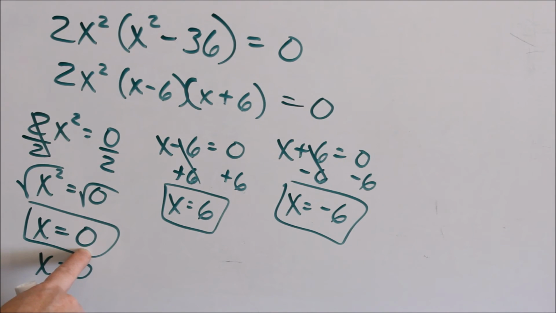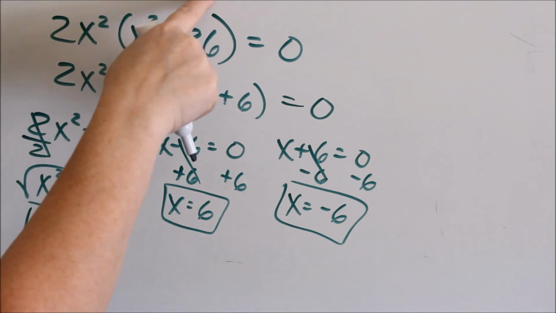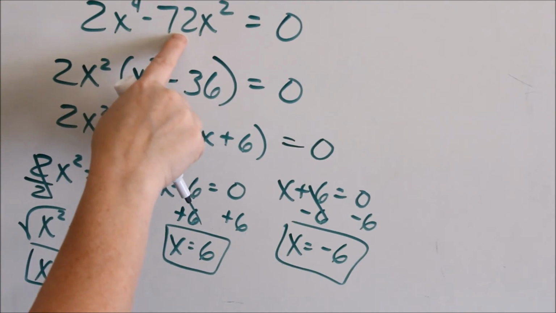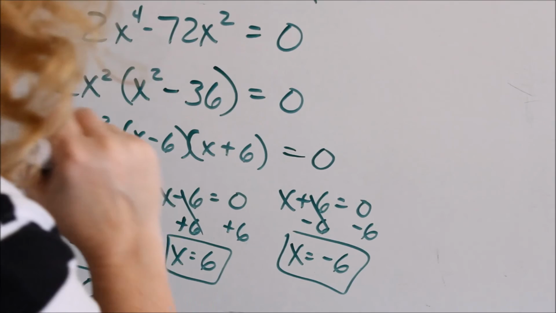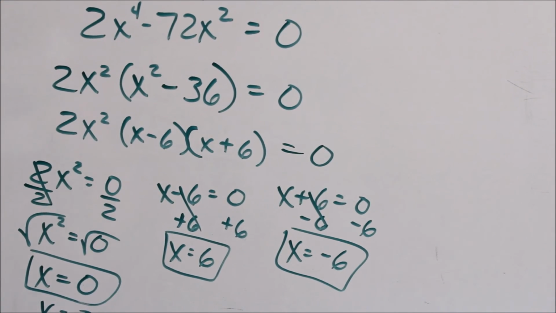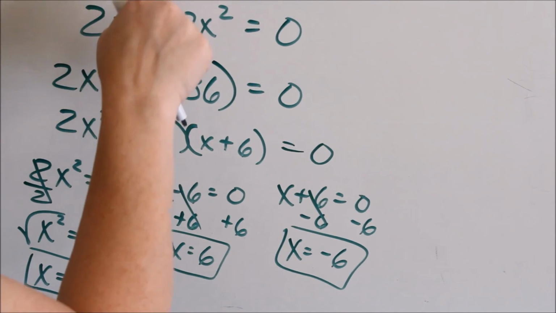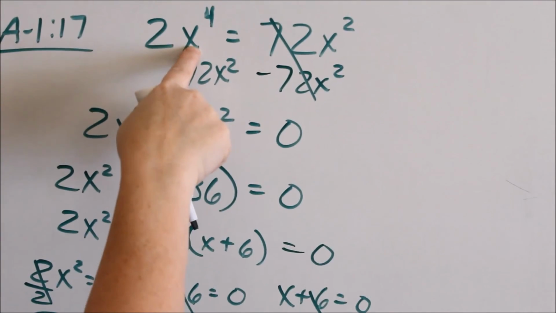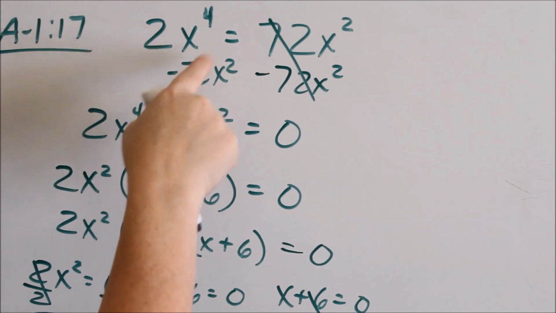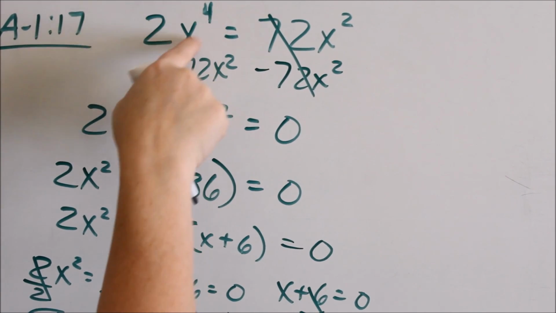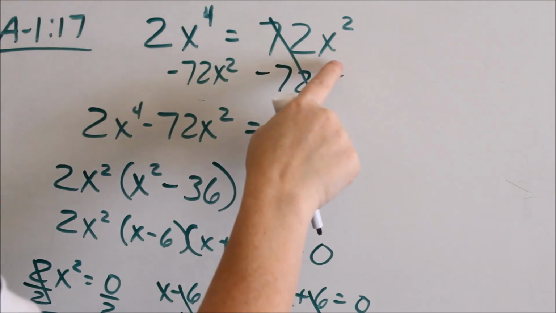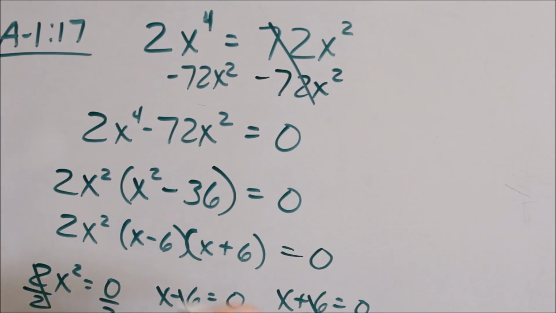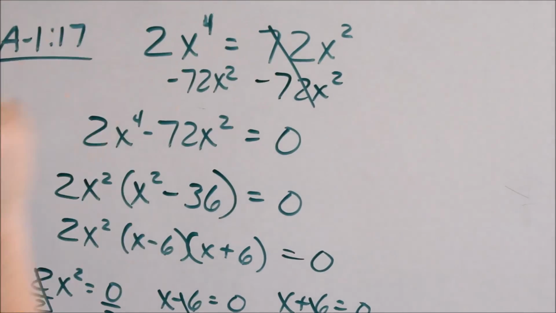So you have x equals 0, and if you put in 0 for each x, 0 times anything is 0, so the left-hand side will equal 0. 0 is the easiest solution to check. Then if you put in 6 for x, it's usually best to put it back in the original equation because you know that equation is correct. So if you put in 6 here, do 6 to the 4th, then multiply it by 2, that should be the same as 6 squared multiplied by 72. And the same is true for negative 6. The left side should equal the right side when you go back to check it.